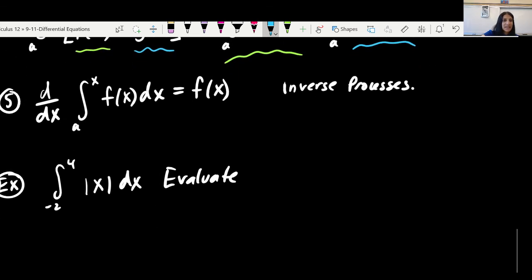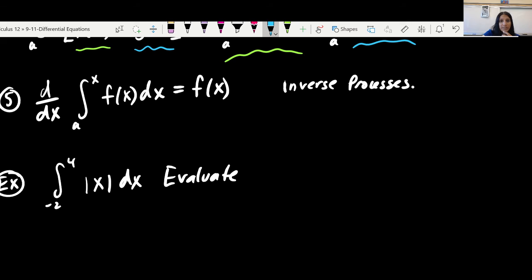And then this number 5 is just that they're inverse processes. So if you have the integral of the derivative, you're canceling things out, and you would just get the simple, basic f of x in the end. To draw your attention to it, if you're taking the integral of f of x dx, which is the derivative, then you would just get f of x.